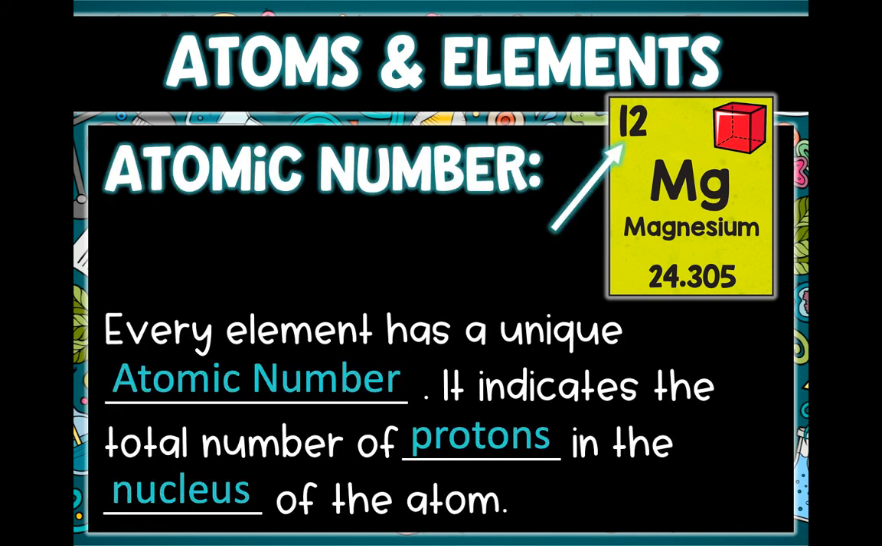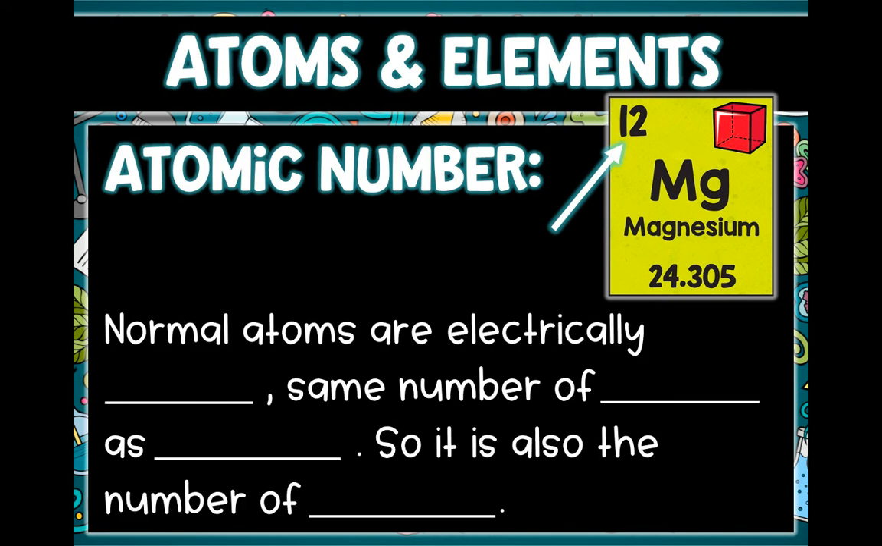So every element has a unique atomic number, and it tells us how many protons are in the nucleus of the atom. And that's going to be a whole number that you find on your block on the periodic table. Sometimes it's going to be in the center, sometimes it'll even be at the bottom, but it's always going to be a whole number because you can't have pieces and parts of a proton.